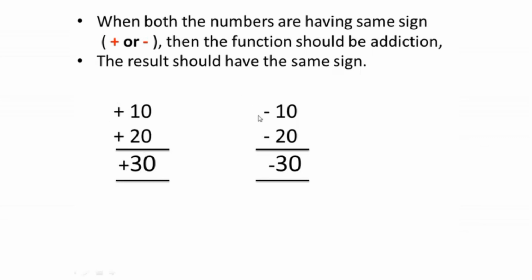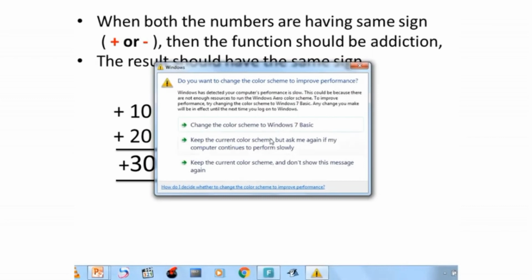The same numbers I will take for minus. Look at here. Instead of plus 10, I have taken minus 10. Instead of plus 20, I have taken minus 20. The first number is minus 10. The second number is minus 20. So both are minus. When both are minus, the same sign, what do we need to do? We have to add them. So 10 plus 20 is 30. And the sign should be minus. The reason is the first number is also minus and the second number is also minus.